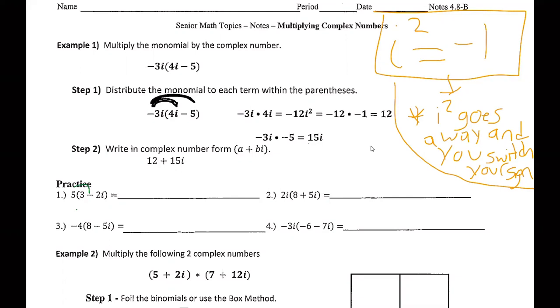Like 5 times -1 is -5. -5 times -1 would be +5. So that's basically what's going to happen.